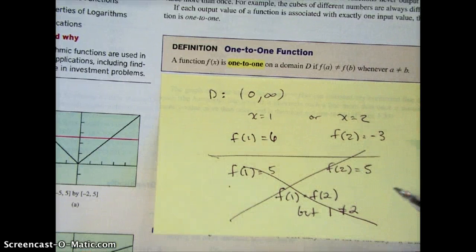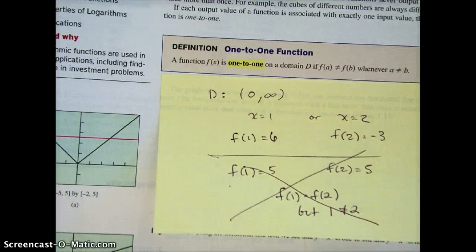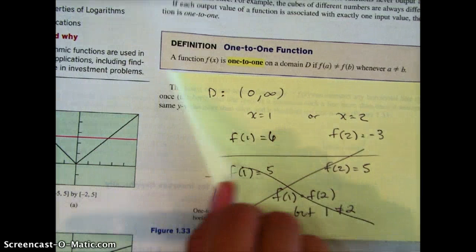This is not the same thing as the definition of a function. The definition of a function is talking about the opposite statement. Make sure that you're clear on that. This is a special added thing. And when we look at it graphically, you'll realize how they're related.